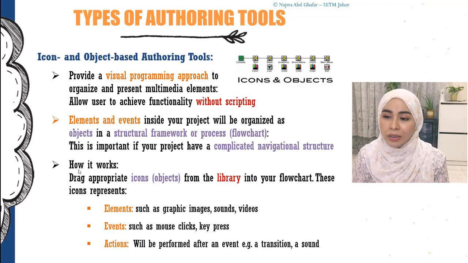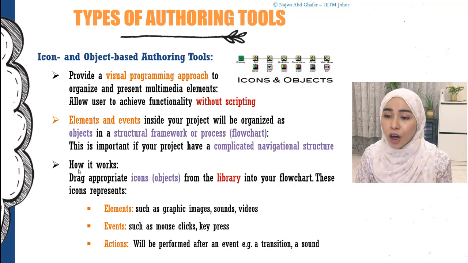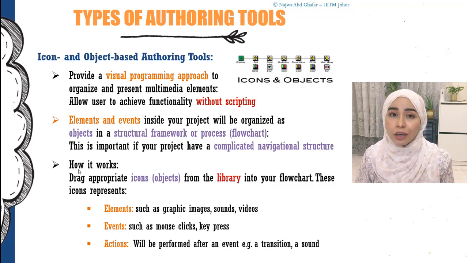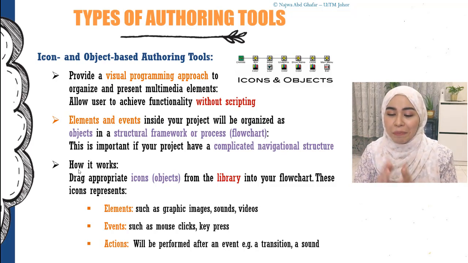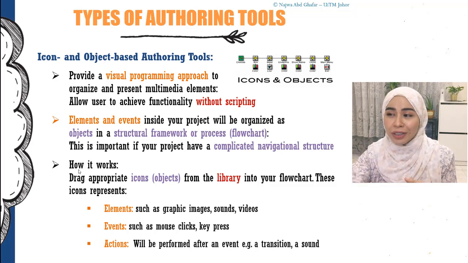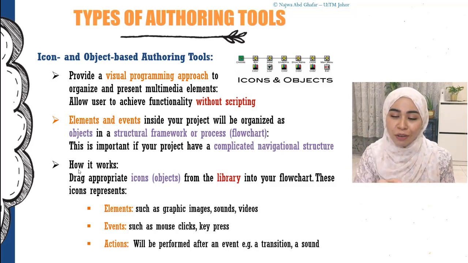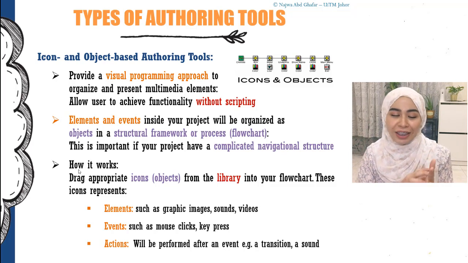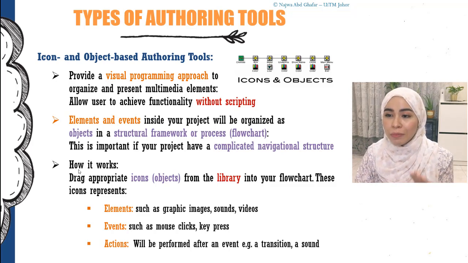All right, so the elements and events inside your project will be organized as objects in a structural framework or process called a flowchart. This is important if your project has a complicated navigation structure. Maybe you need to go from the first page to the 10th page, then from the 10th page to the 7th page, and from the 7th page to the 11th page. If the structure of your interactivity is too complicated, you can use icon and object-based authoring tools.